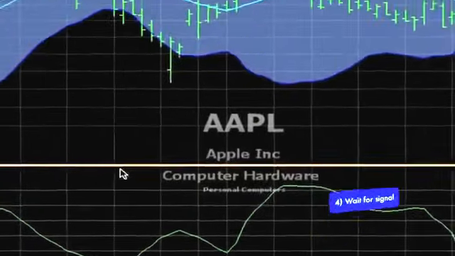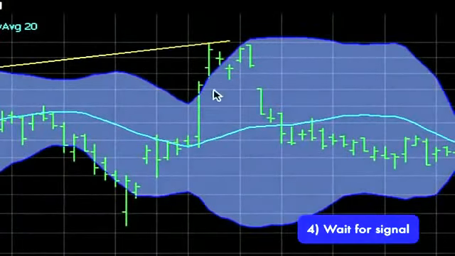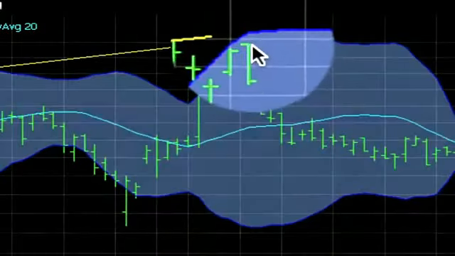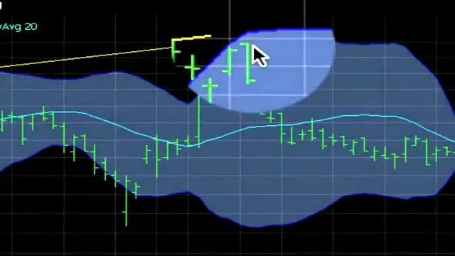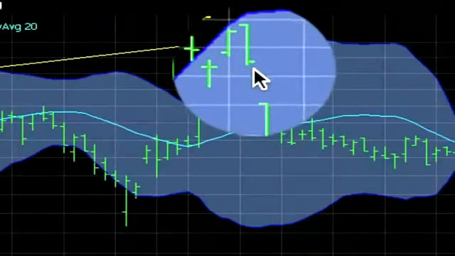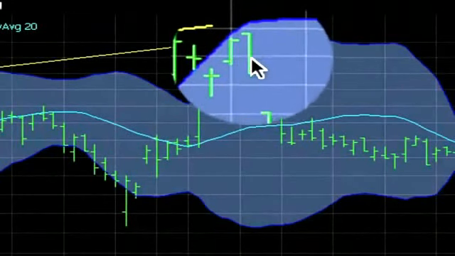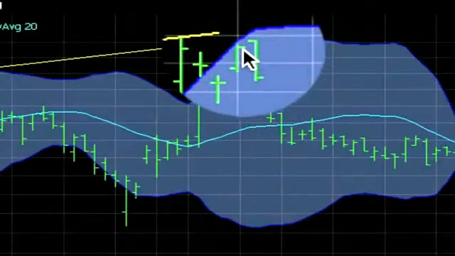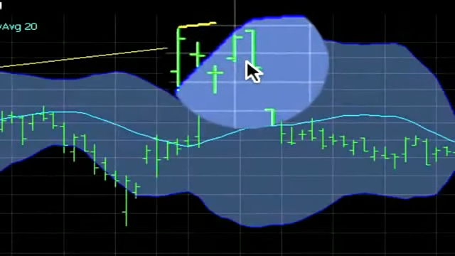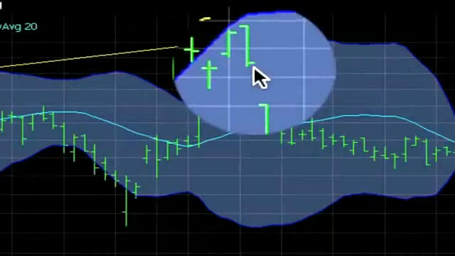And fourth, the entry. Because we have a well-defined double top here, I'm going to be more aggressive. I'm going to take this second peak as an entry. This bar is a down bar. It engulfs the prior up bar. So I'm being aggressive, entering my short here.